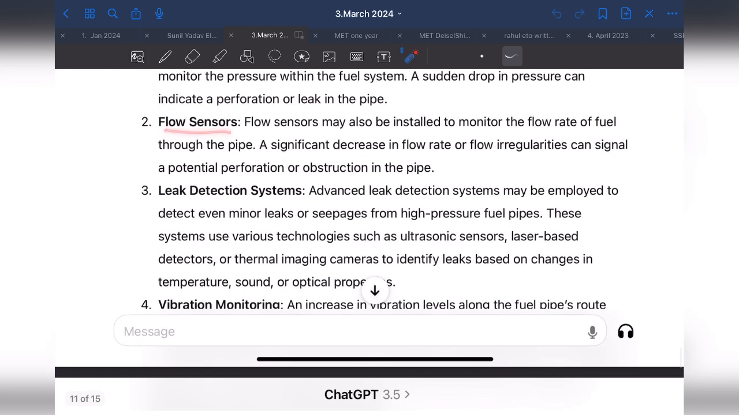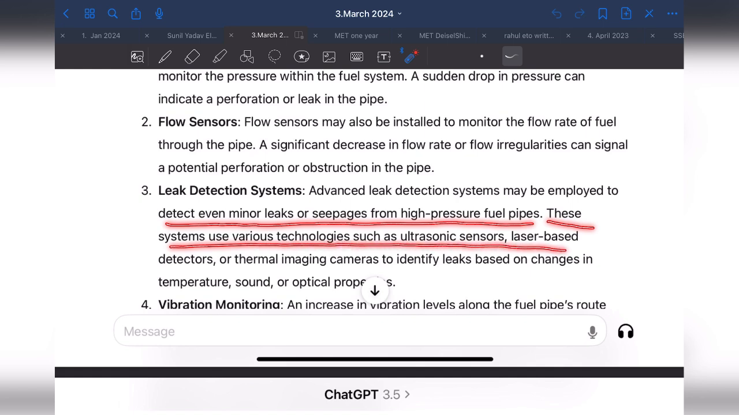Flow sensors: flow sensors may also be installed to monitor the flow rate of fuel through the pipe. A significant decrease in flow rate or any irregularities can signal a potential perforation or obstruction in the pipe. Leak detection system: advanced leak detection systems may be employed to detect even minor leaks or seepage from high pressure fuel pipes. These systems use various technologies such as ultrasonic sensors, laser based detectors, or thermal imaging cameras to identify any leaks based on changes in temperature, sound, or optical sense.